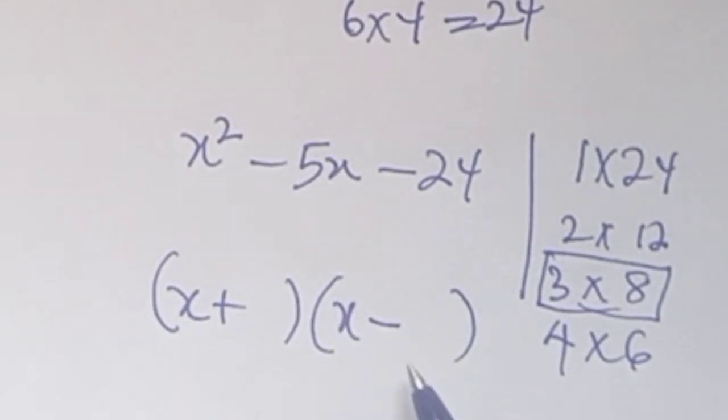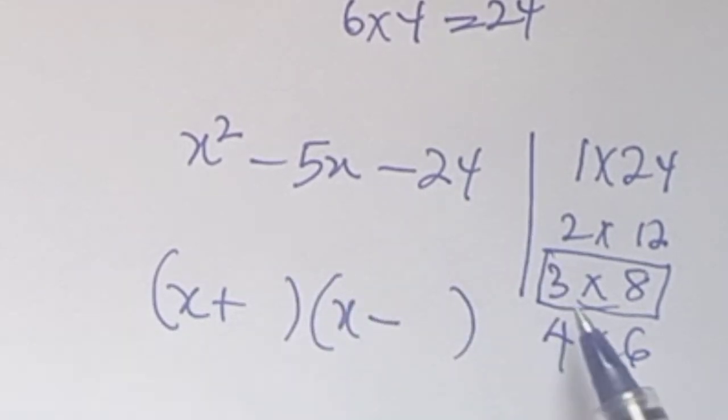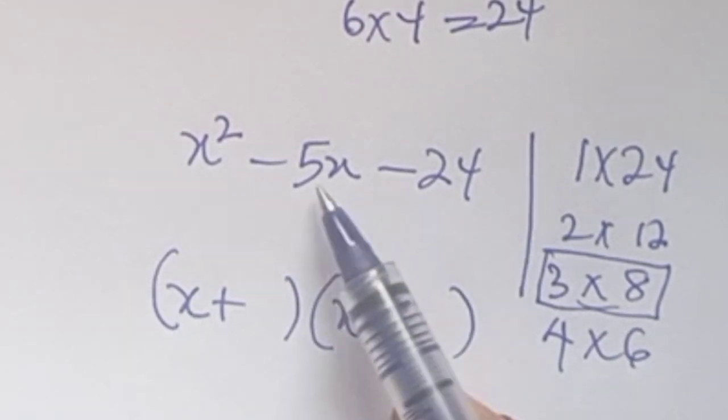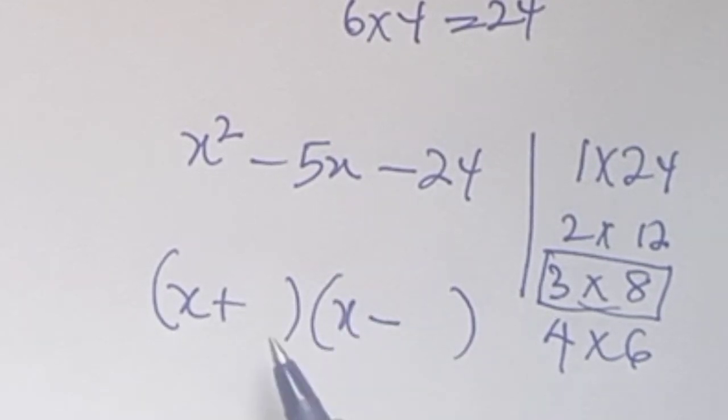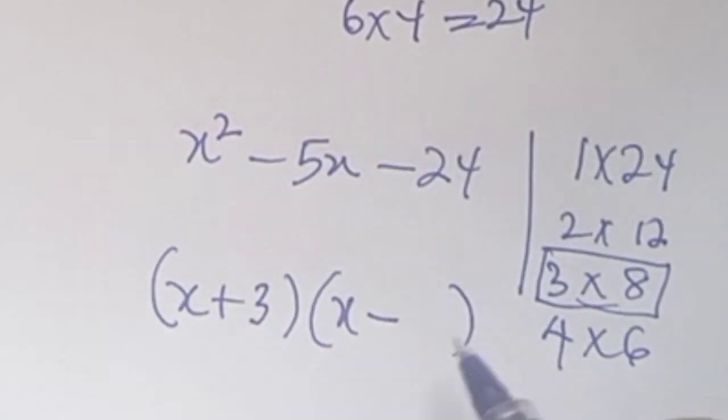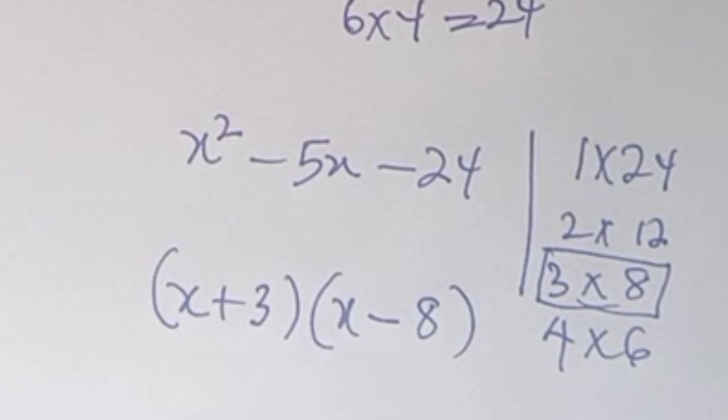Here the signs are different. The two numbers are minus 24 and minus 5. Plus 3 plus minus 8 definitely will be minus 5. So to fill this bracket, here will be 3, and of course here is 8.